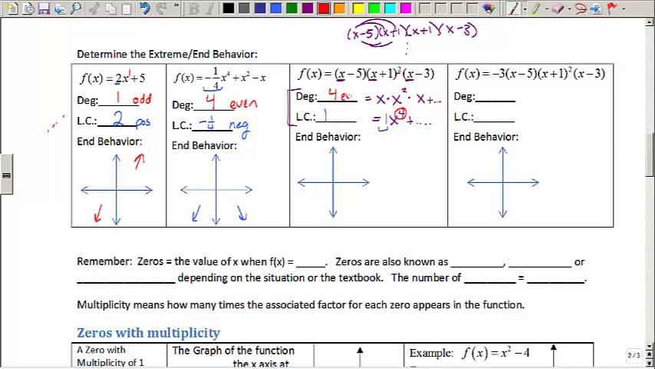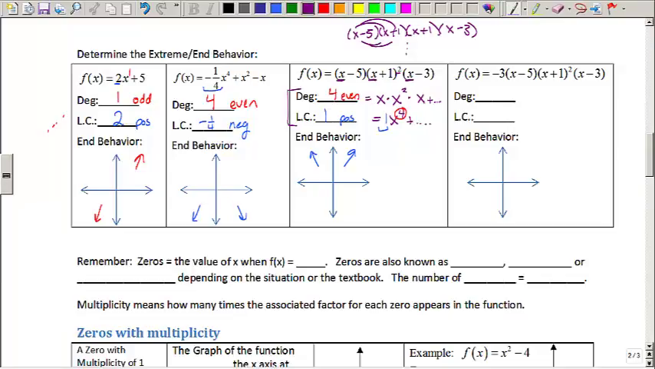4 is even, 1 is positive, which gives me an even degree, meaning they're both going in the same direction, with a positive leading coefficient, meaning they're both going to be going up or positive. So my end behavior will be up and up.